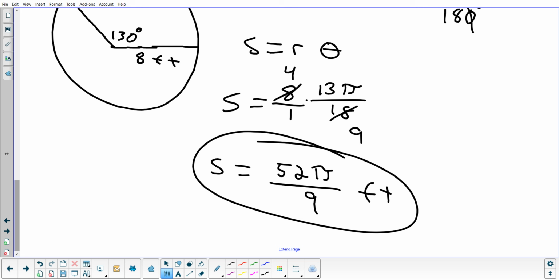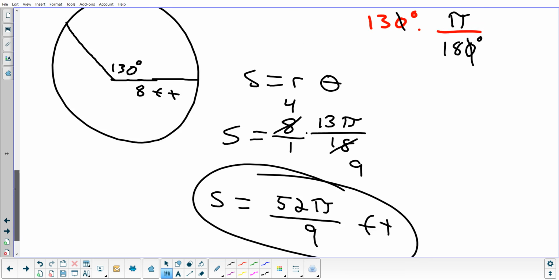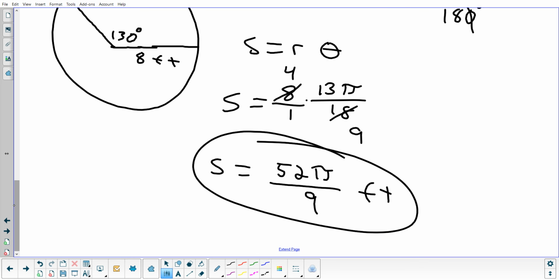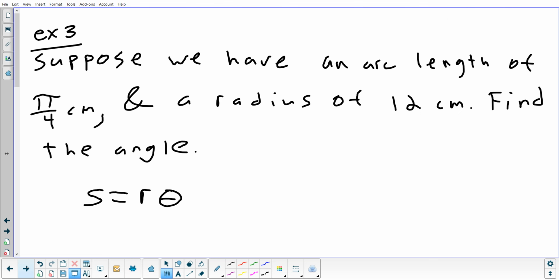Any question on that one? All right, so 2 examples where you're solving for the same thing. Second one had the extra step of changing the angle to radians first. Let's try this one. So this time we have an arc length of pi over 4 centimeters and a radius of 12 centimeters. Find the angle. Okay, so now we're finding something different.